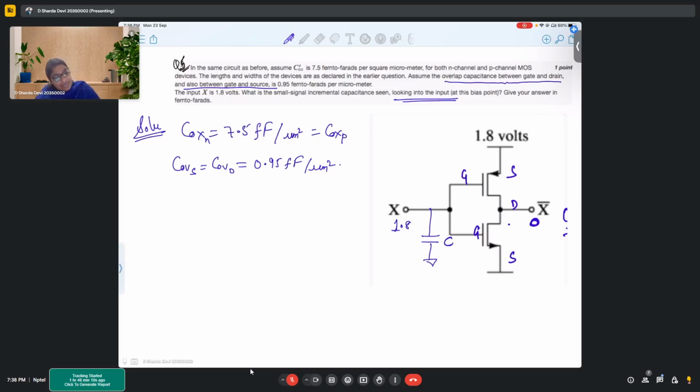So in this case, if we see from small signal analysis, the capacitance that will appear at this point is first of all the CGS, then the CGD. Correct? So from small signals, we are very clear that these are the capacitances that will appear.